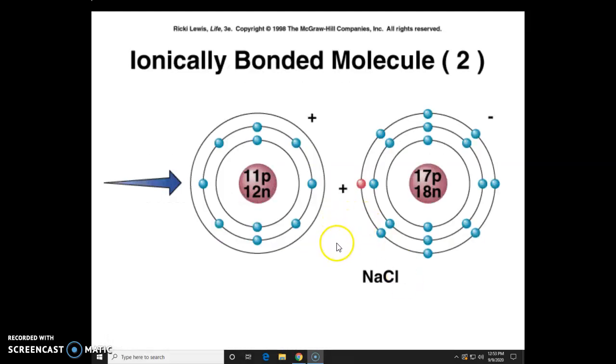And here we see what happens. Here we have a sodium. It had one extra electron out here and it wanted to get rid of it. And here we have chlorine that tends to gain electrons. So when you put these 2 together near each other, they will bond immediately and make sodium chloride.